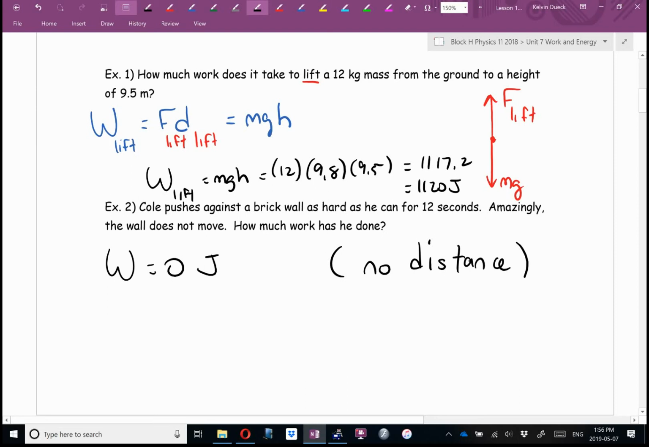Would you have gotten tired if I made you push and strain for an hour? That's not work, not in physics. I don't care about tiredness. I care about changing an object's energy state.